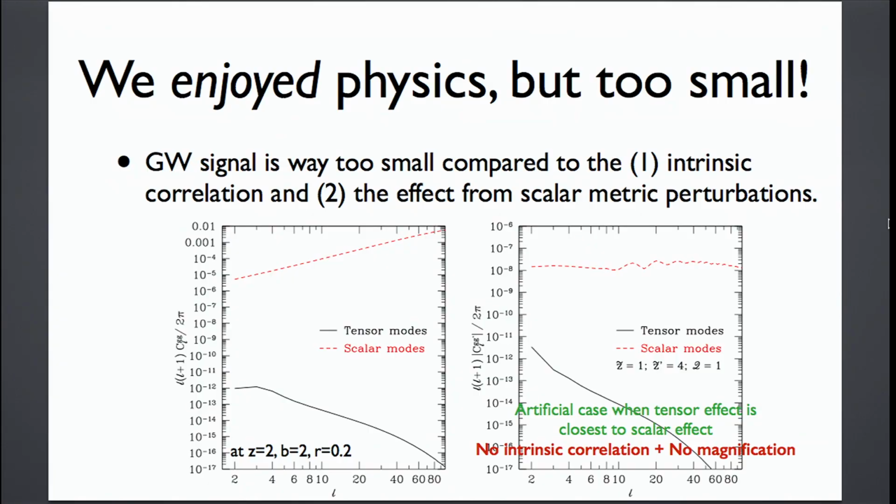Right, so this has rich physics, but unfortunately it's way too small to be observed because, again, the gravitational wave decays once it comes inside the horizon, while the scalar mode keeps increasing. So you always have to compete with the scalar mode, and that is scalar clustering, and there's tensor clustering. So it's way, way, way too small to be detected.